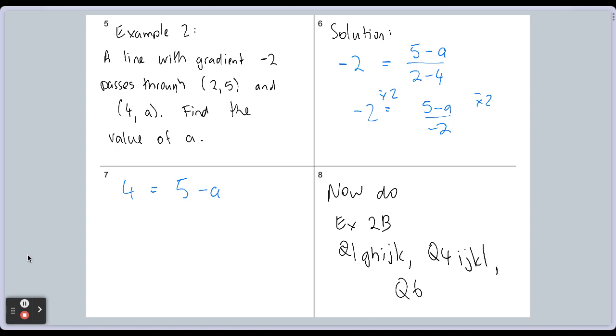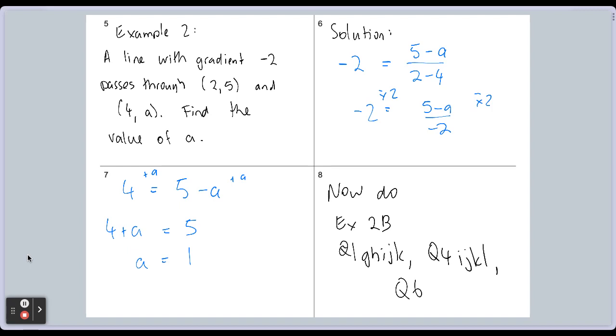Now I'm going to add a to both sides. I would actually do this in one step, I'll just do it for the notes in two steps. 4 plus a equals 5. And then subtract 4 from both sides to get a is equal to 1. No, that's right. That's basically it, right?